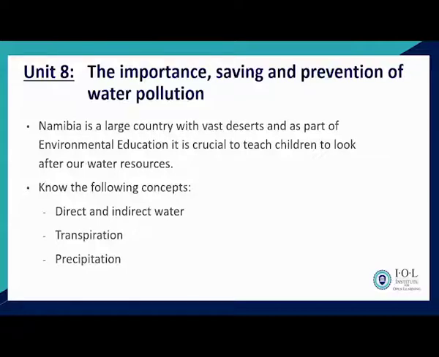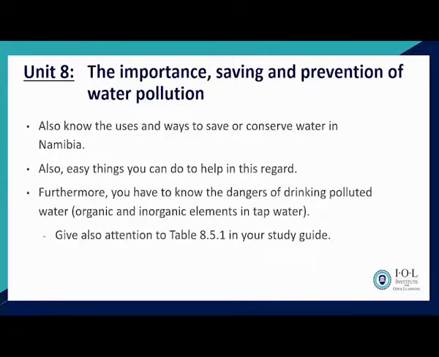Know the following concepts: direct and indirect water, transpiration, precipitation. Also know the uses and ways to save or conserve water in Namibia. Also, know easy things you can do to help in this regard. Furthermore, you have to know the dangers of drinking polluted water, and organic and inorganic elements in tap water. Also, give attention to table 8.5.1 in your study guide.